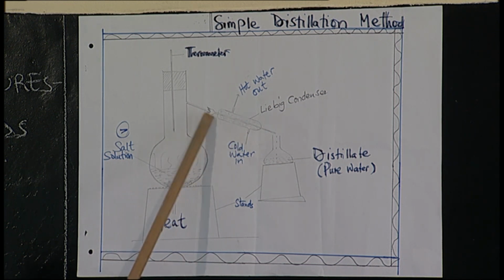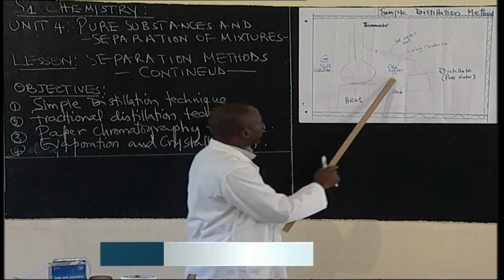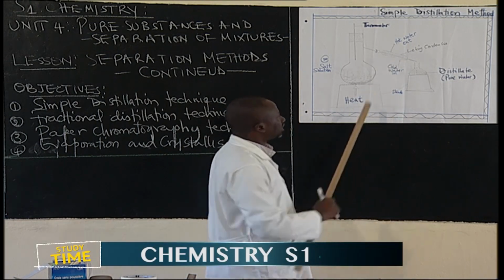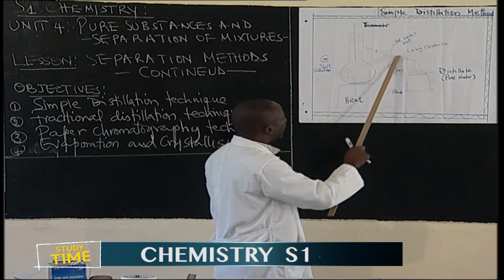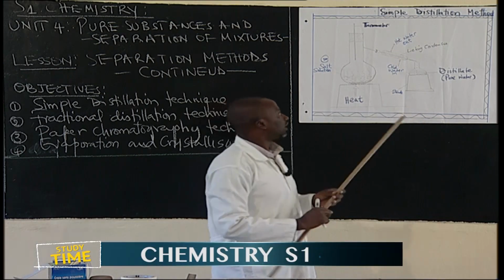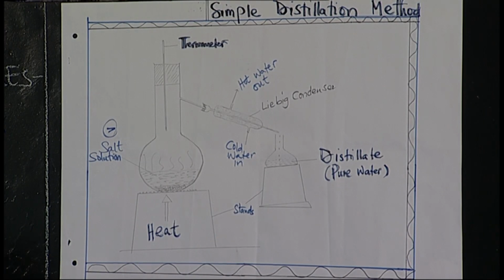This flask is connected to the Liebig condenser. And then you have the cold water which is entering, and the hot water getting out of the Liebig condenser. Then we have the distillate, which will be the pure water. So when you look at this, what are we trying to separate here? Just tell me what we are trying to separate in this method.